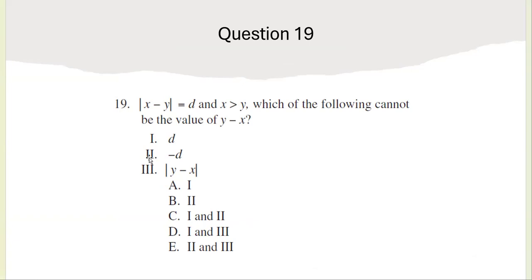Two can be true, though, because as we just said, d is positive since it's the absolute value of something. And we're expecting a negative answer for y minus x since x is bigger than y. So just tack on a negative sign and we're good. So choice 2 is possible.